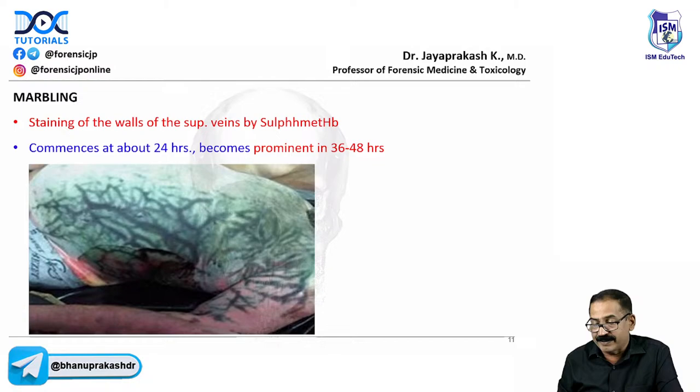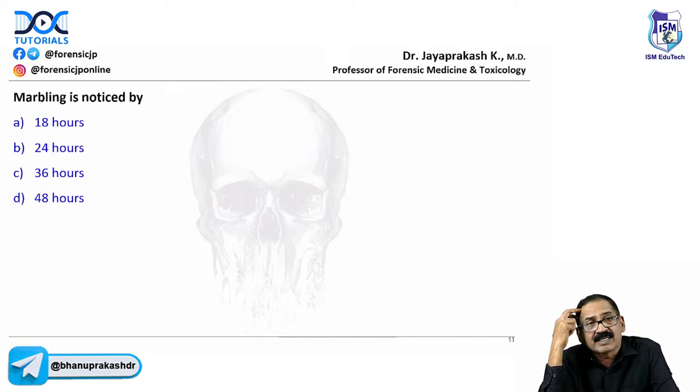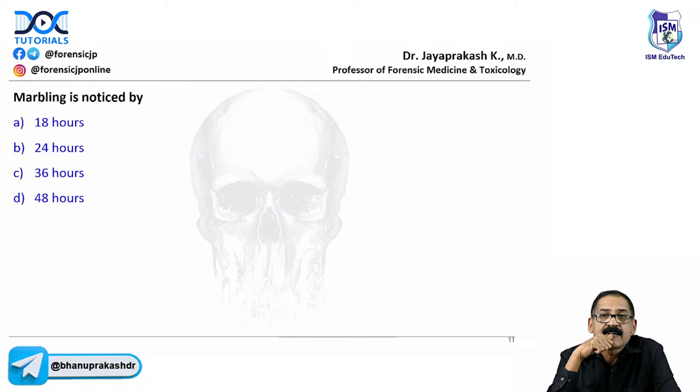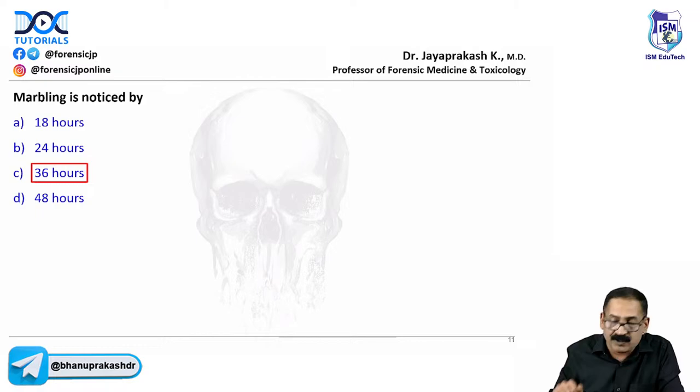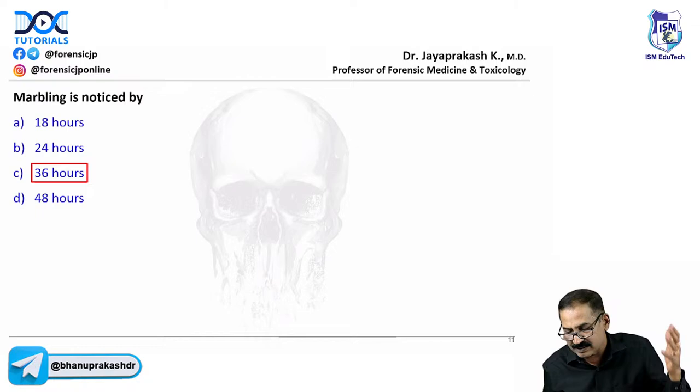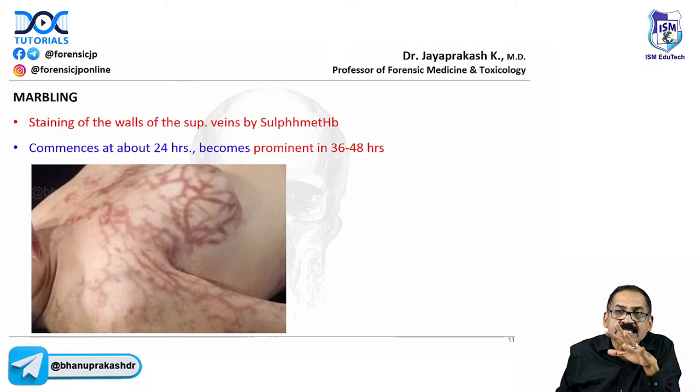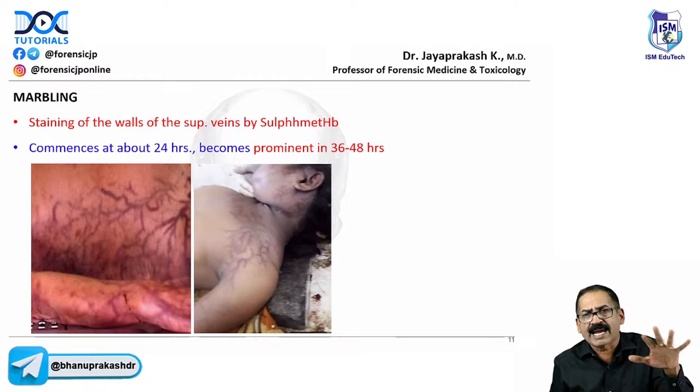Marbling is noticed by, what is your answer? Tell me. 24 or 36, what is your best answer? Some of you may say 24, some of you may say 36, but the best is 36 because it is not visible at 24 usually. Okay, yes, good. All of you have written that it is 36. Look at another picture. Venous pattern, mosaic pattern. Look, another two. Mosaic pattern.